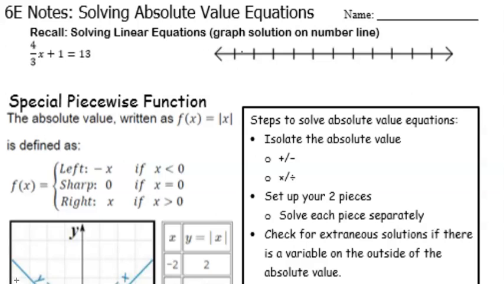Recall solving linear equations. So 4/3 x plus 1 equals 13. The first thing you want to do is isolate the variable. Subtract 1 from each side. This is 0, and on the other side we have 12. So we have 4/3 times x equals 12. To get rid of the fraction, flip the fraction and multiply each side by it.